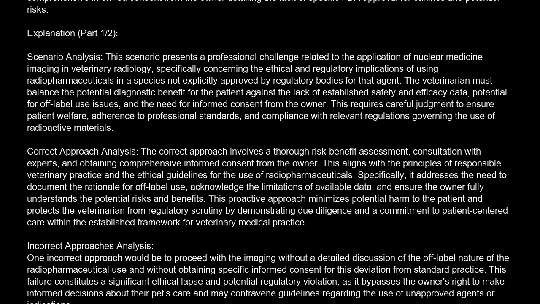Incorrect approaches analysis. One incorrect approach would be to proceed with the imaging without a detailed discussion of the off-label nature of the radiopharmaceutical use, and without obtaining specific informed consent for this deviation from standard practice. This failure constitutes a significant ethical lapse and potential regulatory violation, as it bypasses the owner's right to make informed decisions about their pet's care and may contravene guidelines regarding the use of unapproved agents or indications.